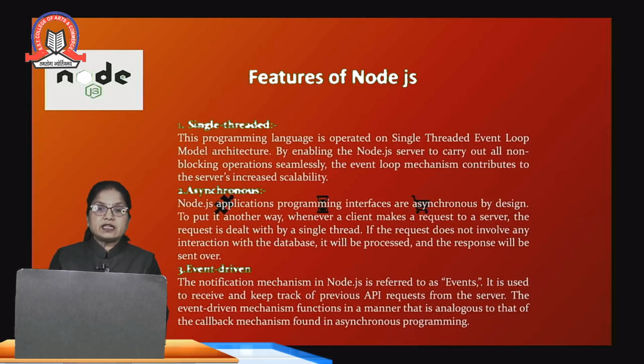The notification mechanism in Node.js is referred to as events. It is used to receive and keep track of previous API requests from the server. The event-driven mechanism functions in a manner that is analogous to the callback mechanism found in asynchronous programming.